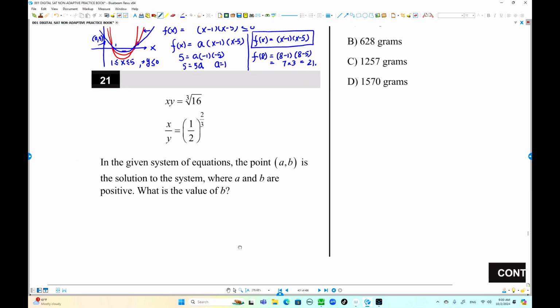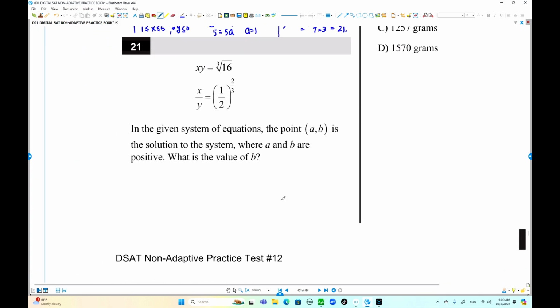Here we go, number 21. A, B is the solution. So when x is an intersection, the value of x is A, the value of y is B, right? Okay. So A and B positive. What is the value of B? Okay, we're gonna find the B, what? Y value, okay? So we eliminate x. So replace x with y, okay?